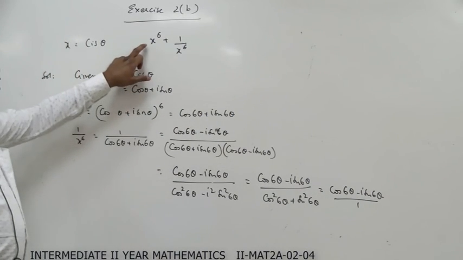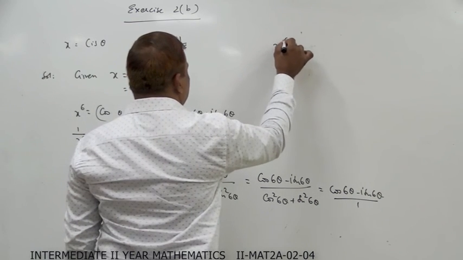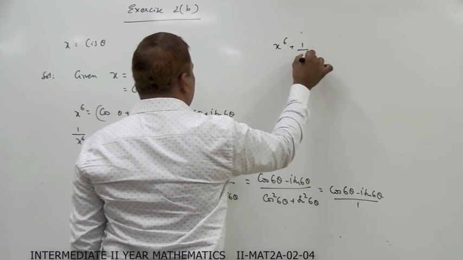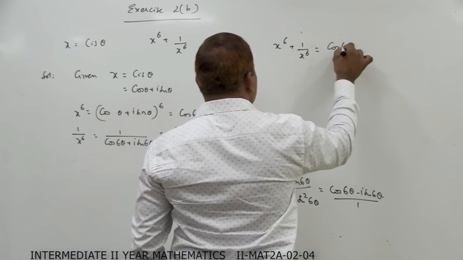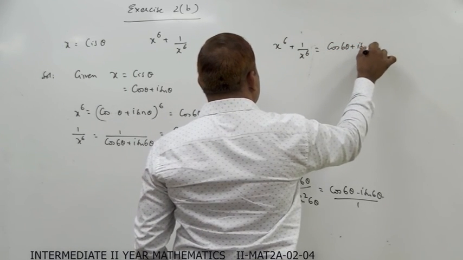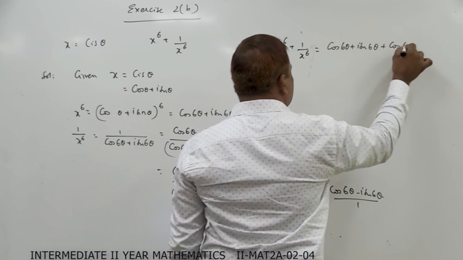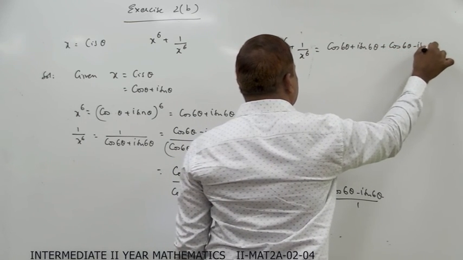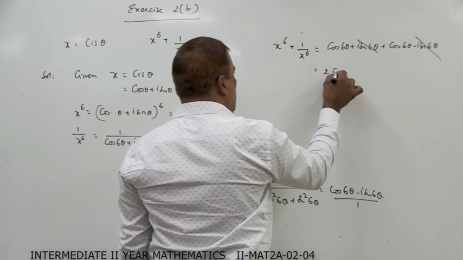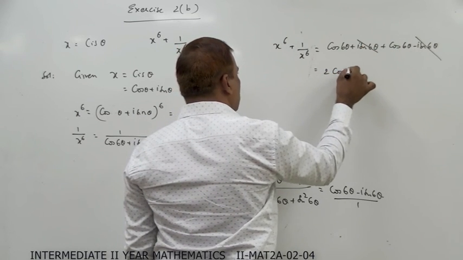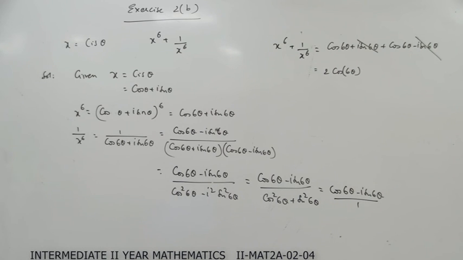మన ఏం కనుక్కోమని చెప్పాడు? x power 6 plus 1 by x power 6. X power 6 is cos 6 theta plus I sin 6 theta plus 1 by x power 6 is cos 6 theta minus I sin 6 theta. I sin 6 theta cancel అయిపోతాయి. 2 cos 6 theta. The x power 6 plus 1 by x power 6 is 2 cos 6 theta.